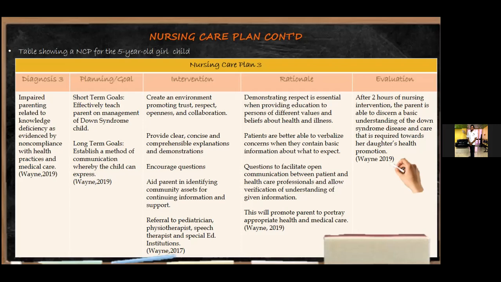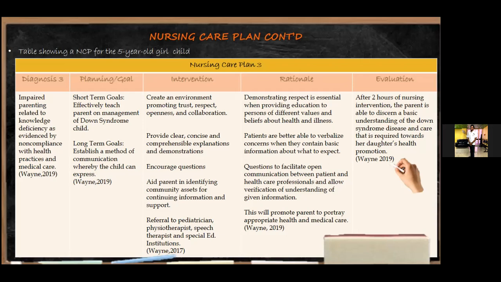Intervention 2, provide clear, concise, comprehensible explanations and demonstrations. Encourage questions. Intervention 3, aid parents in identifying community assets for continuing information and support, or referral to a pediatrician, physiotherapist, speech therapist, and special education institution.